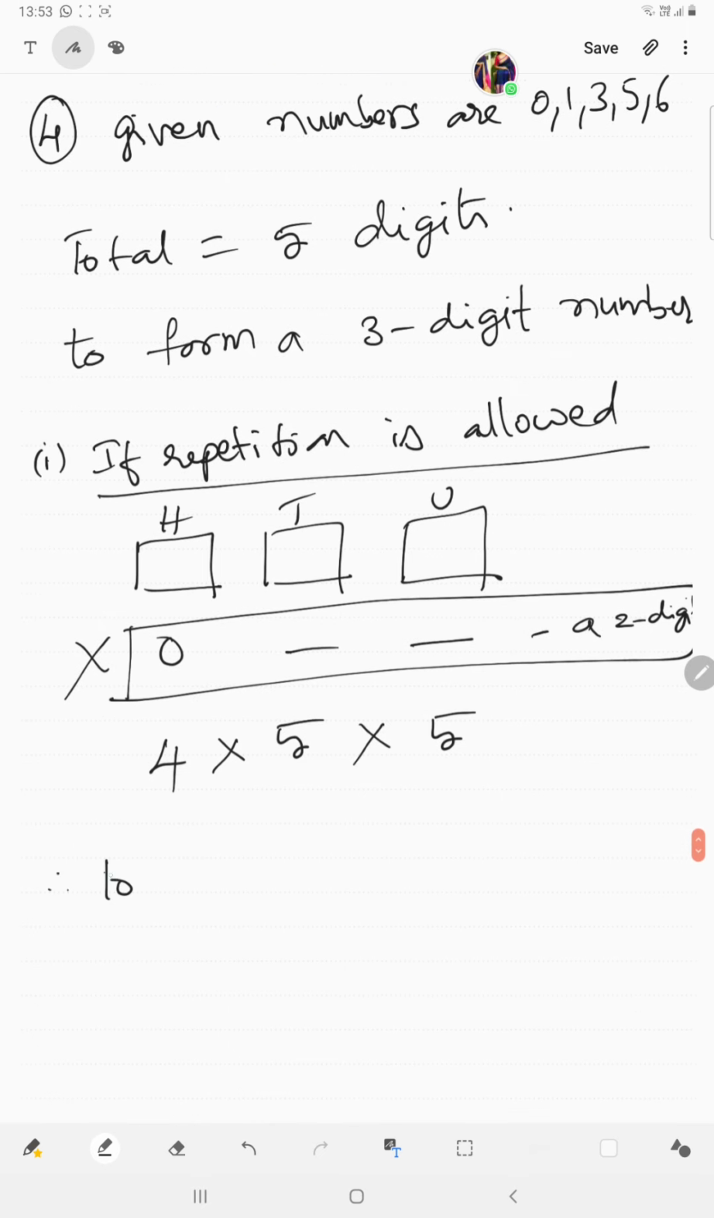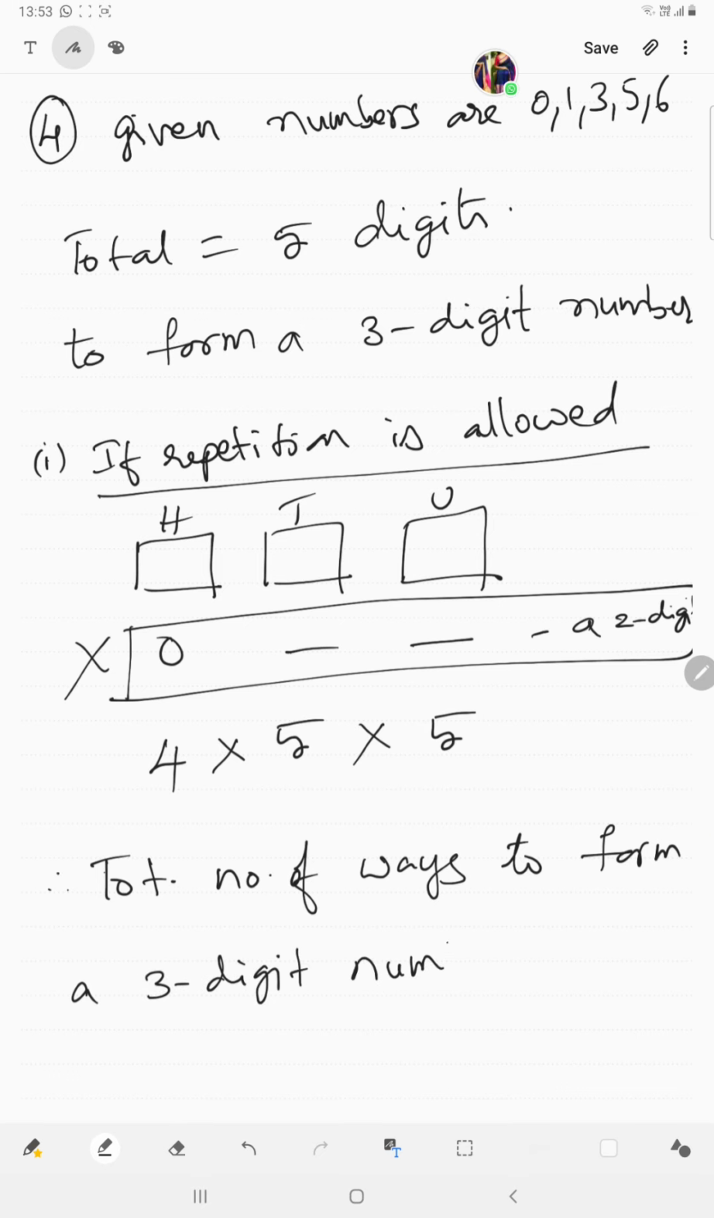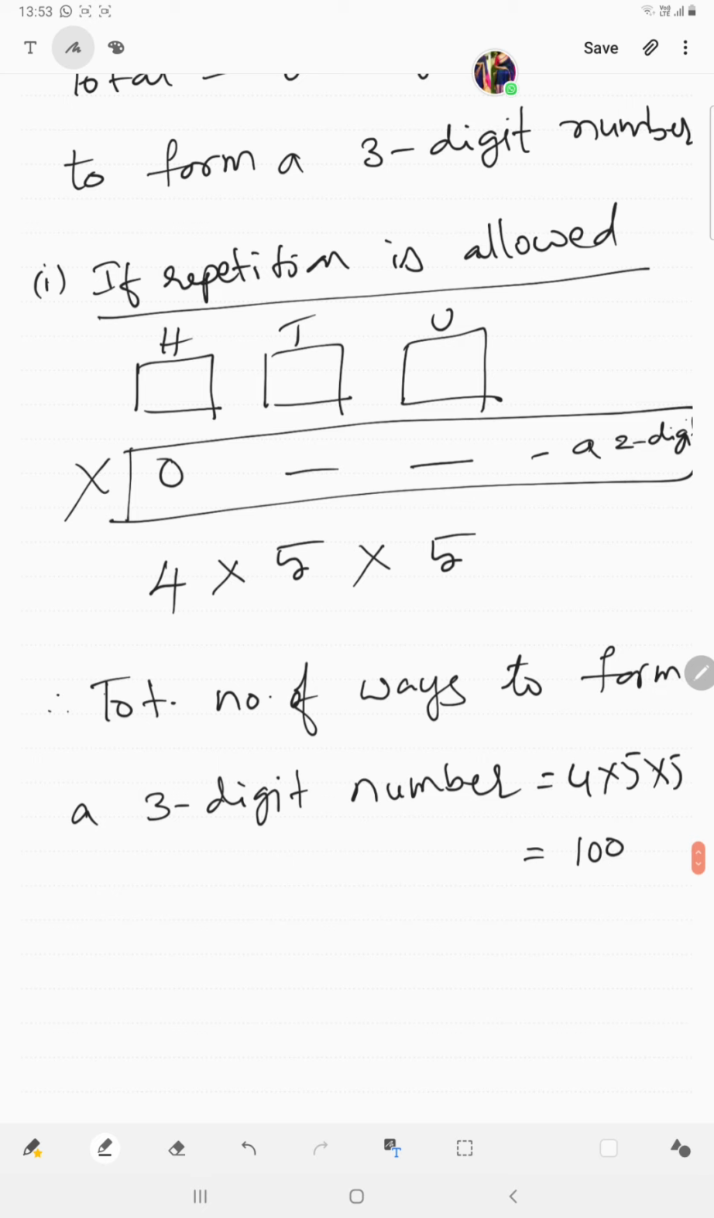Therefore, total number of ways to form a number, that is a 3-digit number, is 4 into 5 into 5, which is equal to 4 5s 20, 25s 100, means 100 numbers we can form. Second, repetition is not allowed.